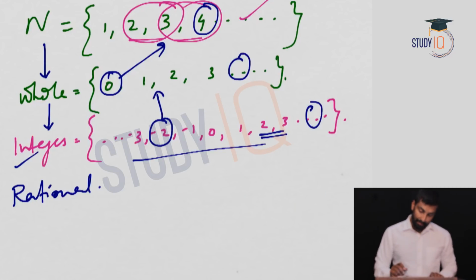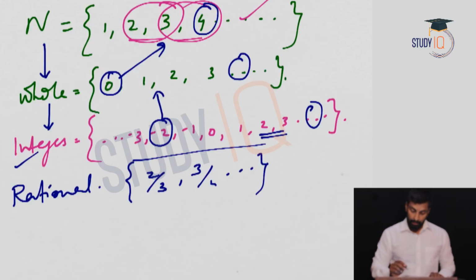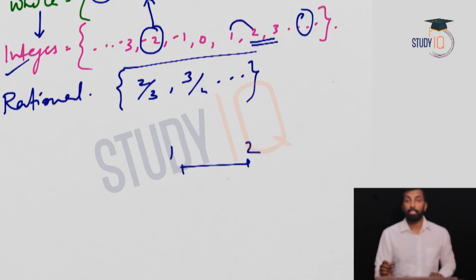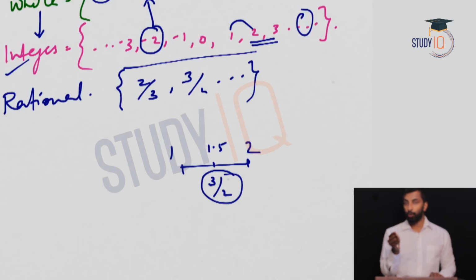All these numbers are rational numbers. So we have rational numbers. What are those? Like 2 by 3, 3 by 4, etc. Now you take any two numbers like 1 and 2. What is the midpoint of 1 and 2? It is actually 1.5, right? What is 1.5? It's actually 3 by 2. So 3 by 2 is a rational number. Why? It is of the form P by Q, where P and Q are integers and Q is not equal to 0. So you got one rational number between two numbers, right?